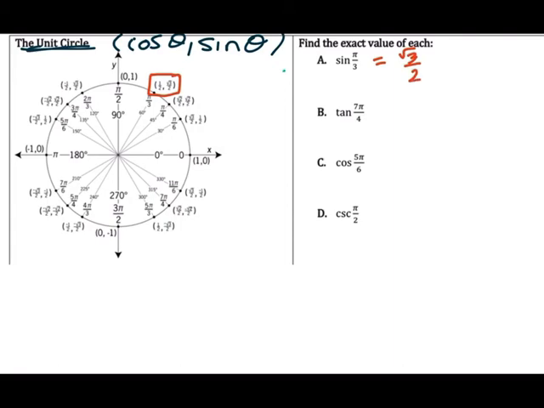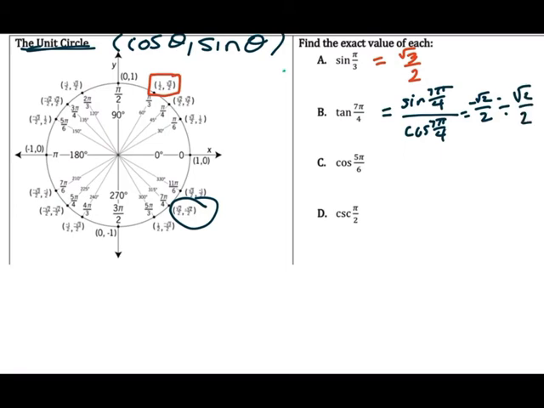Tangent of 7 pi over 4. So what you need to do is figure out where that ordered pair is on the unit circle, this one here. Tangent is the same thing as sine over cosine, which means I can take the sine value, which is the y value, negative root 2 over 2, and I can divide that by the cosine value, root 2 over 2. And this is going to give me negative 1. So tangent of 7 pi over 4 is negative 1.